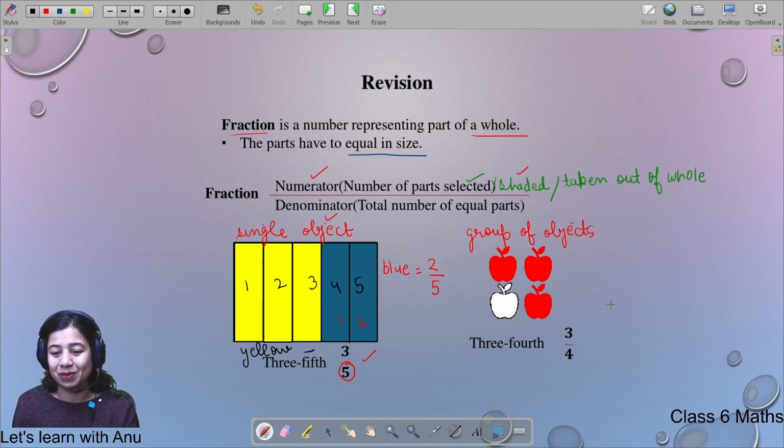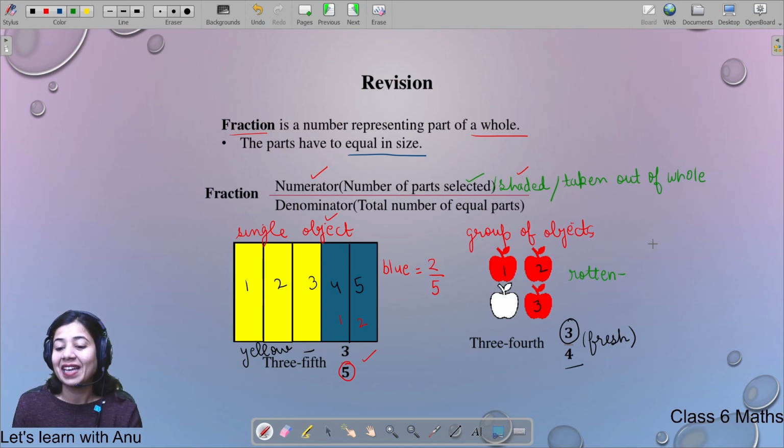Now moving to apples. If I have to tell the fraction for fresh apples, it will be 3 by 4 because fresh apples are 1, 2 and 3. So numerator is 3 and total apples are 4. What about fraction of rotten apples class? Come on, all of you think about it. Fraction of rotten apples. How many apples are rotten? That will come in the numerator. So yes class, it is 1. And what will come in the denominator as usual? Total number of apples, that is 4. So fraction of rotten apples will be 1 by 4. I hope everyone is clear about it.